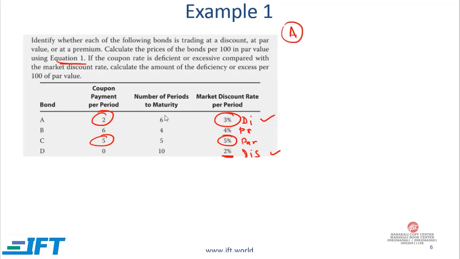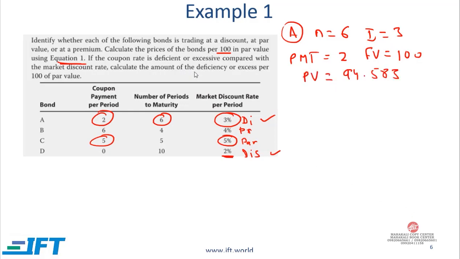We have 6 periods, so n is equal to 6. The interest rate is 3, so you plug in I is equal to 3. Payment is based on the coupon payment, so that is equal to 2. The future value is 100 because we are doing this based on $100 par value, and then you compute PV. The deficiency that the question asks about is the par value 100 minus this number, which will give you 5.417. You can do the same for all the other bonds.